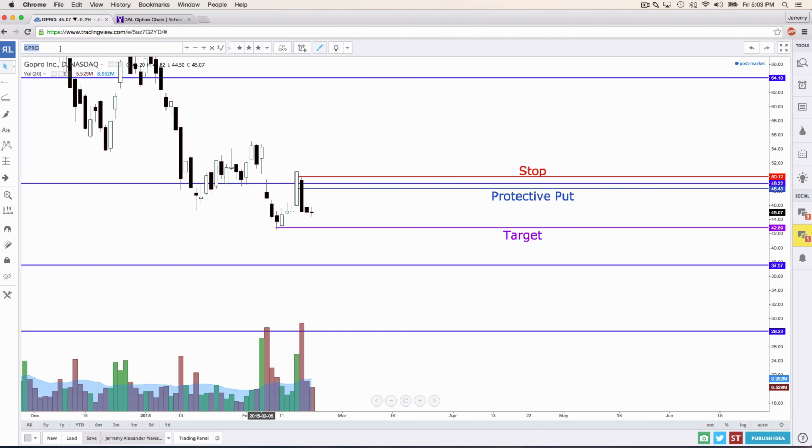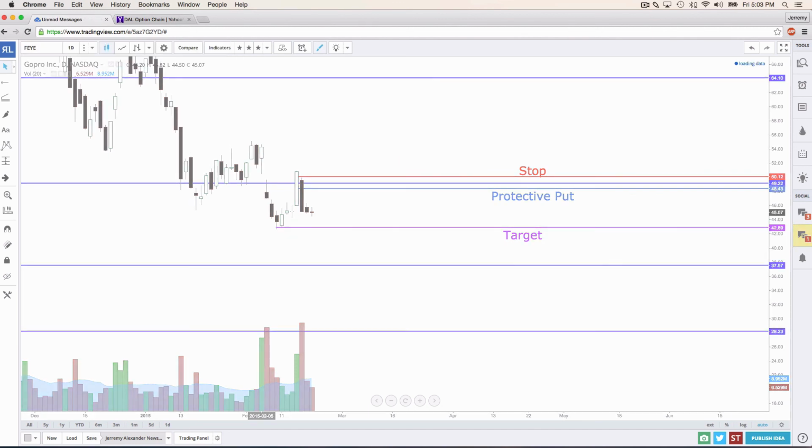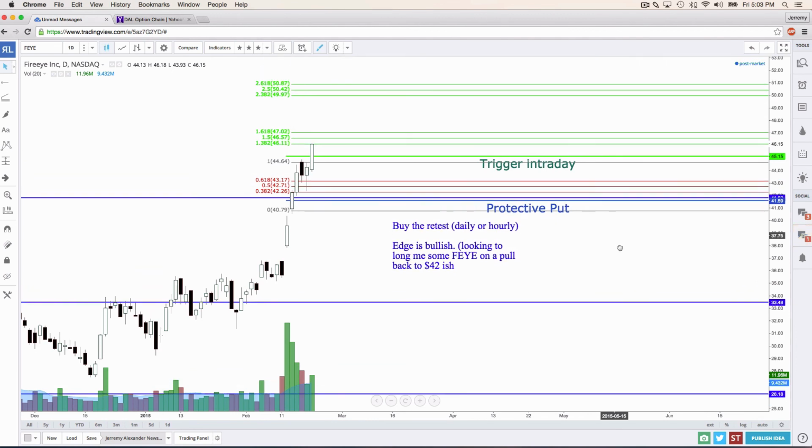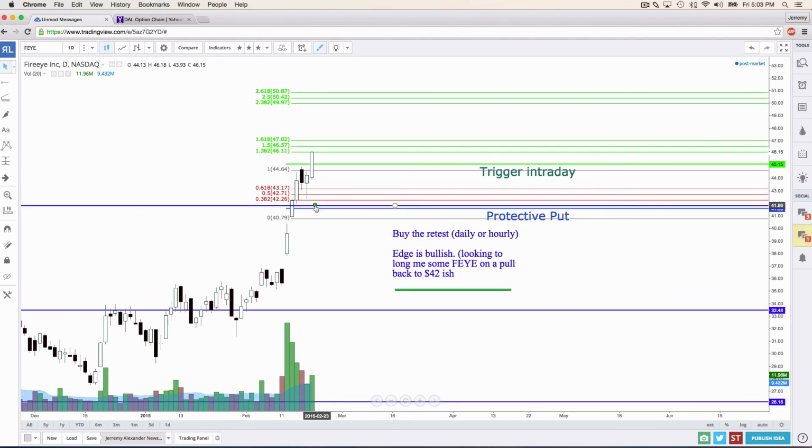Let me do this once again. I'll do this with a setup, and let me do this on a trade that I'm in personally, which is FEYE, FireEye. So on FireEye, here's my exact trading plan. My plan was buy the retest. So the stock was trading up, traded down. I bought right about there, and now it's working out, which is good.